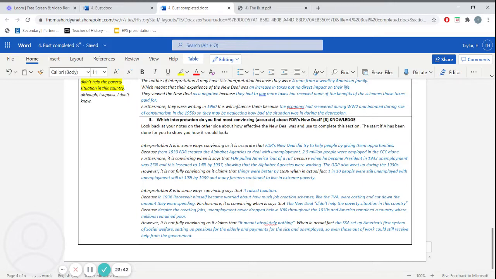So it says that it meant absolutely nothing for the poverty situation, when in actual fact we can clearly see from the SSA that it did do quite a lot to help the poverty situation in the country, even if it didn't fix it entirely. So that's the main meat of what you need to do for this question. And then the last thing you'd want to do to get into the very top marks for this question is just to make a judgment, which one is more convincing and why.